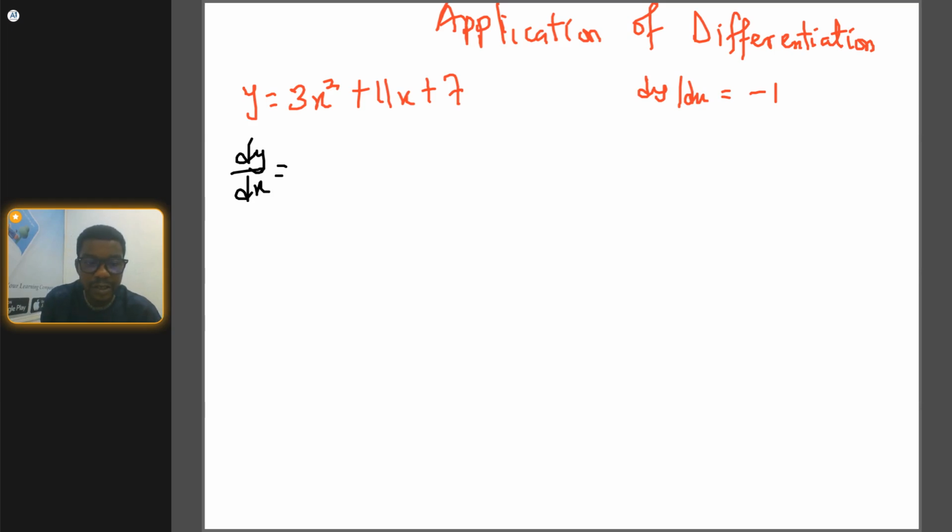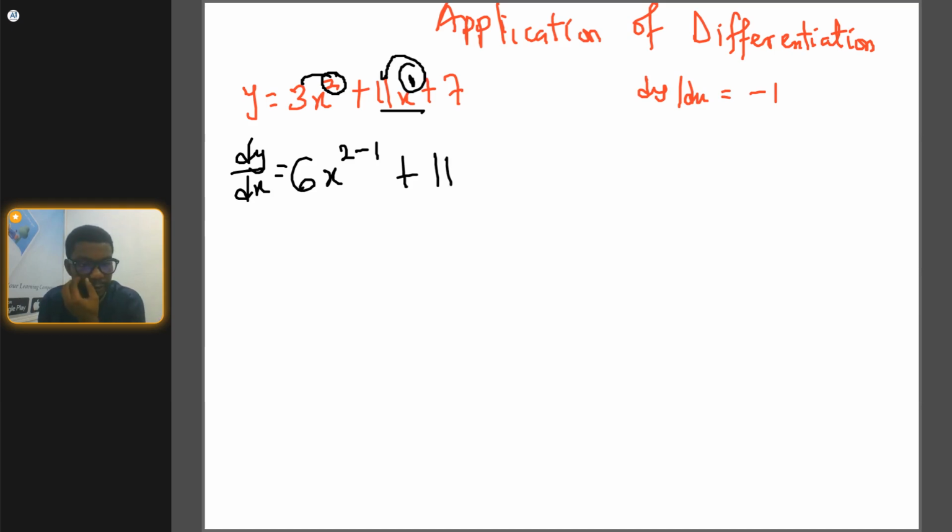So let's differentiate this curve. If you use 2 to multiply 3, that is 6, and you have x to the power 2 minus 1. The next term is 11x. The power here is 1. Using 1 to multiply 11, that is still 11. And we have x to the power 1 minus 1, because the power is 1, I'm going to be subtracting 1 from it.